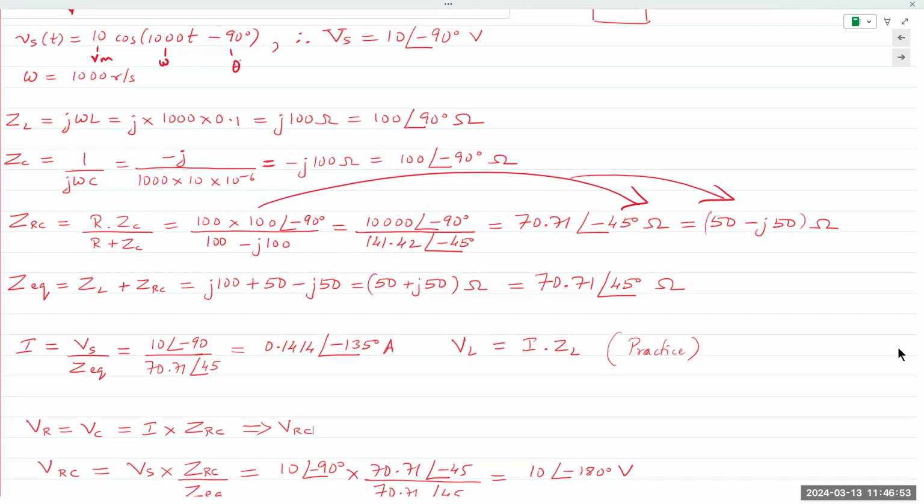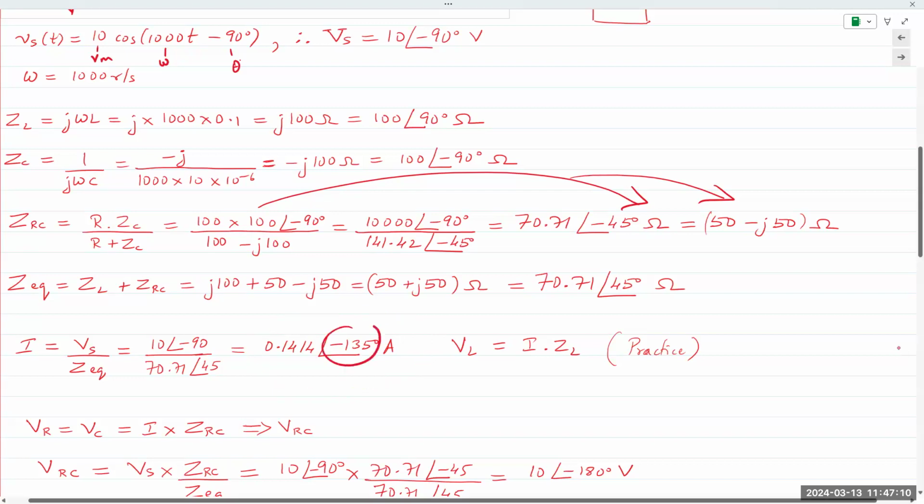So total current I has a magnitude of 0.1414 and a phase angle of minus 135. So the angle is not 0. Going back to your earlier question, it is minus 135. It's not 0. The total current being supplied by the source has a very big angle. Minus simply means that instead of moving counterclockwise, it's moving clockwise.